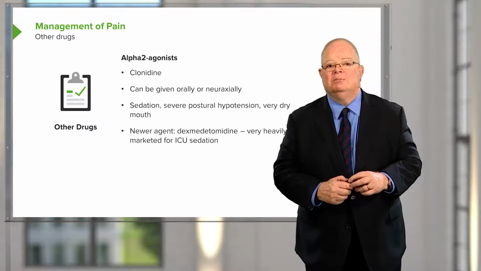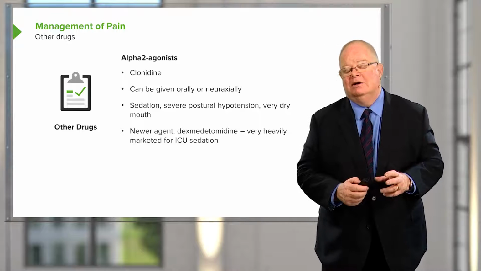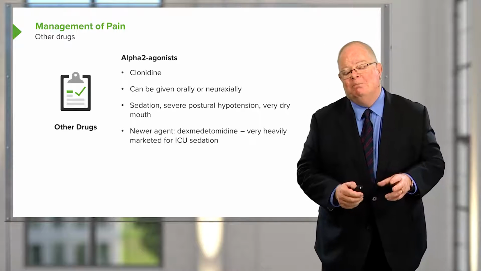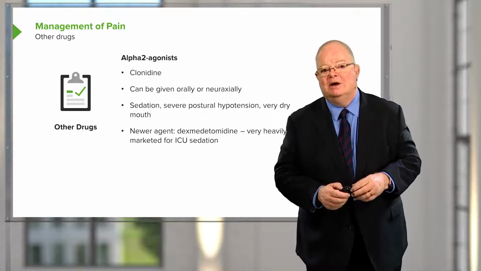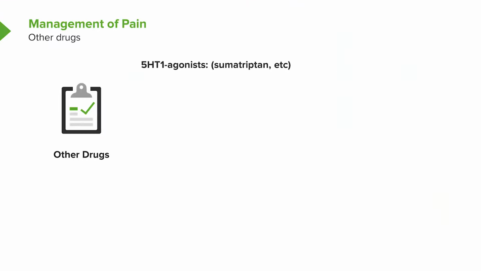The newer drug, dexmedetomidine, is very heavily marketed for ICU sedation. I'm personally doubtful that it's any better than clonidine. It certainly costs more. For migraine headache, there have been great problems finding substances that are useful. And one of the drugs that has been found to be useful in some people with migraine are the 5-hydroxytryptamine-1 agonists. And the classic drug in this group is sumatriptan, but there's a series of drugs. They are used for treatment of migraine headaches.